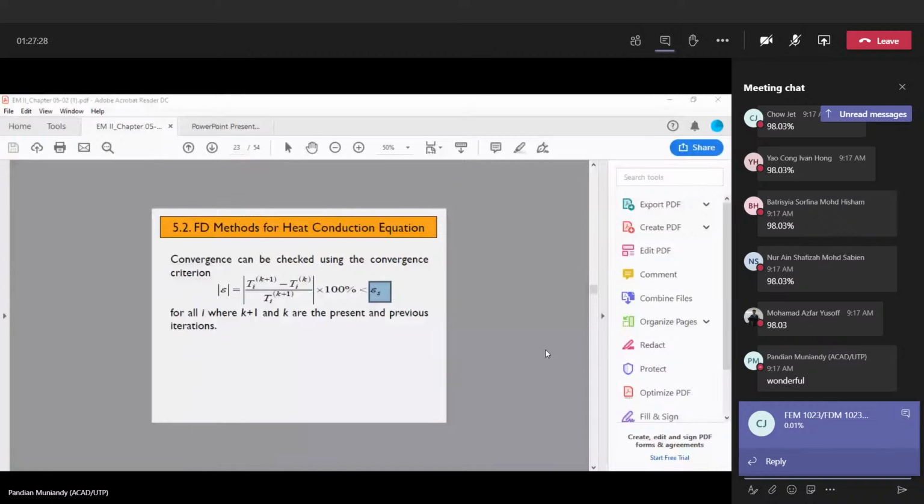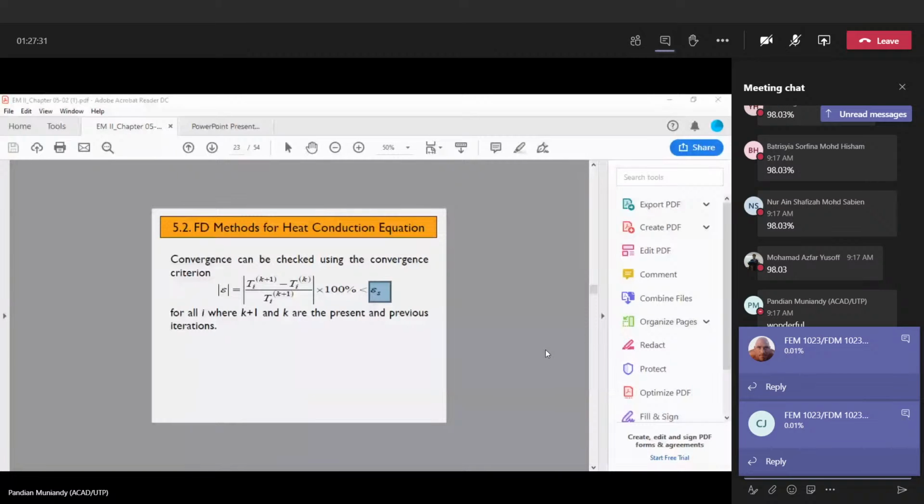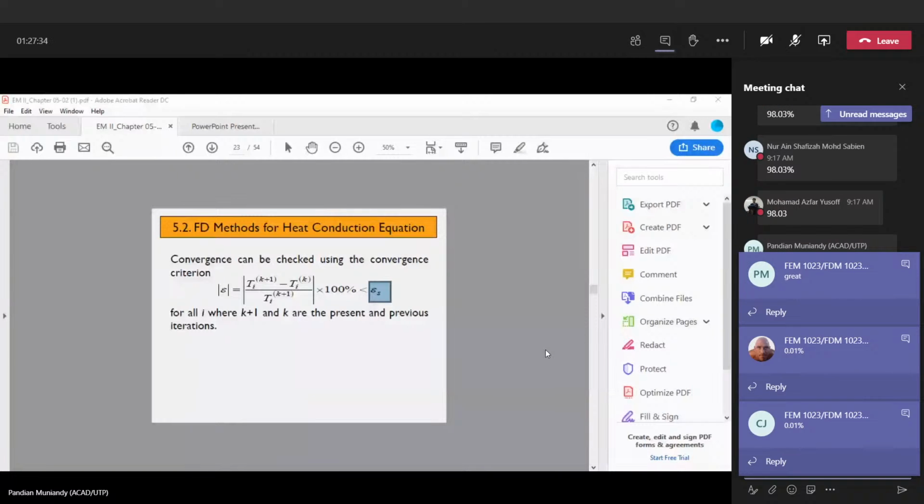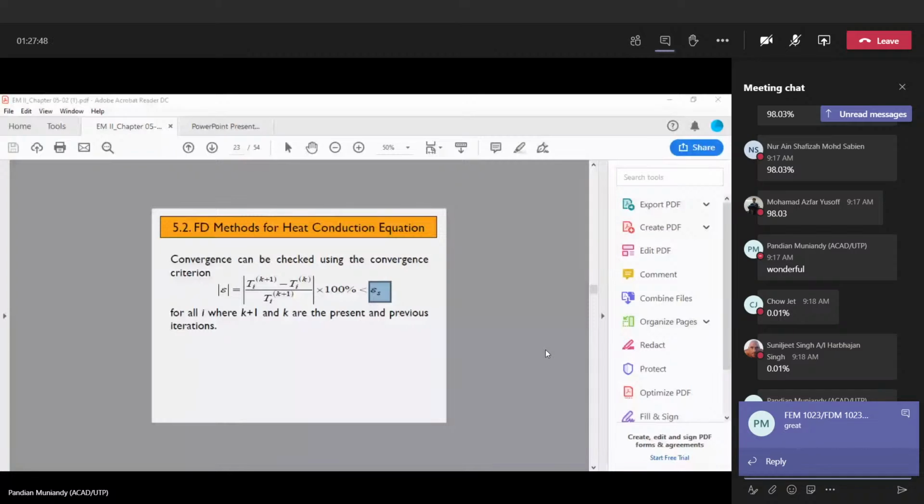0.01%. So if you compare with the implicit method, 0.04. So Crank-Nicholson 0.011 or 0.01. In this case, Crank-Nicholson is better than the implicit method. So overall, out of 4 temperatures, only for T3 is the error higher than the implicit method.